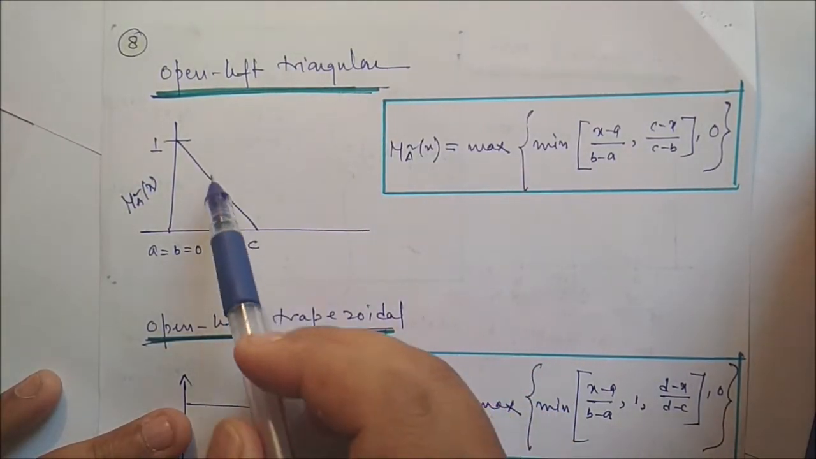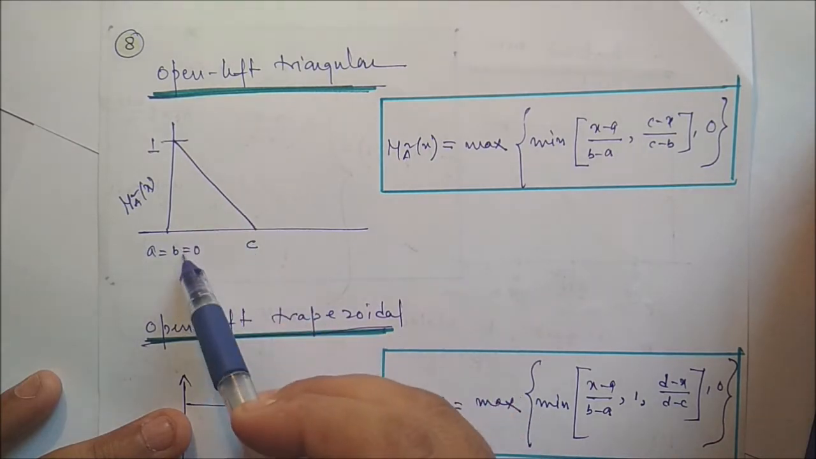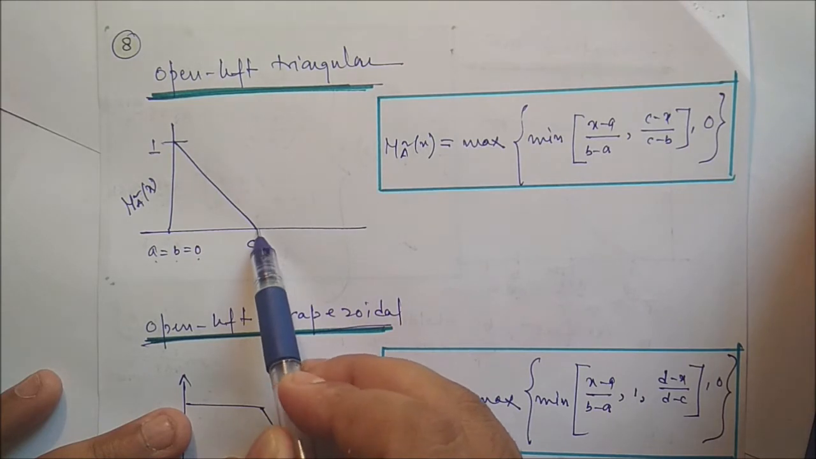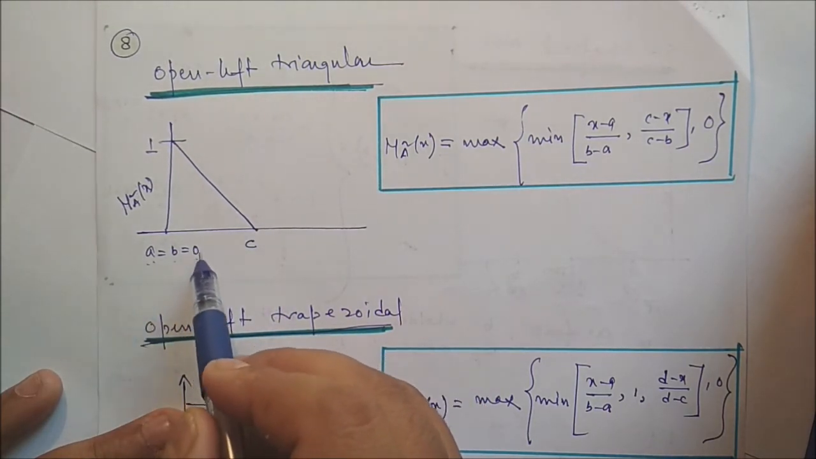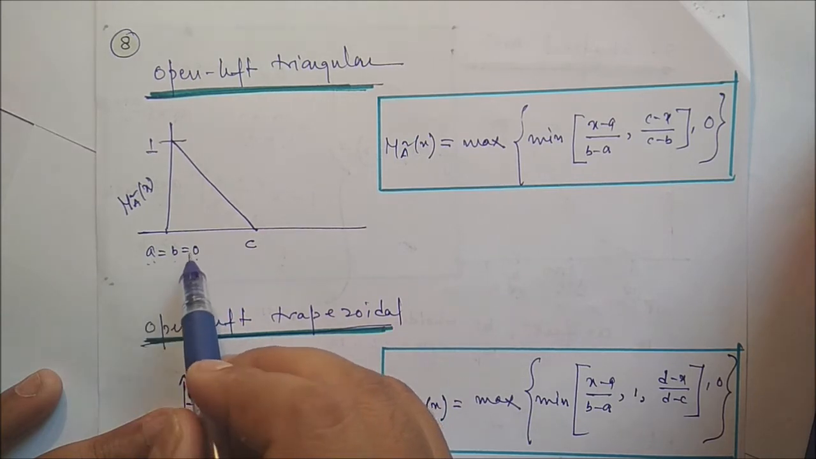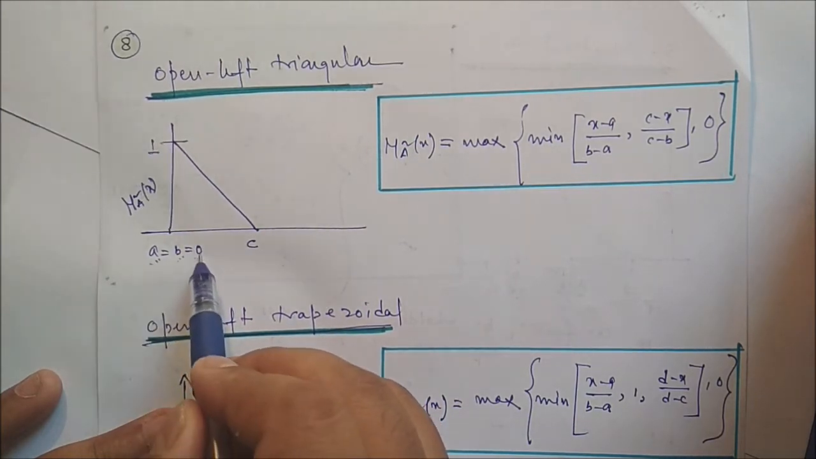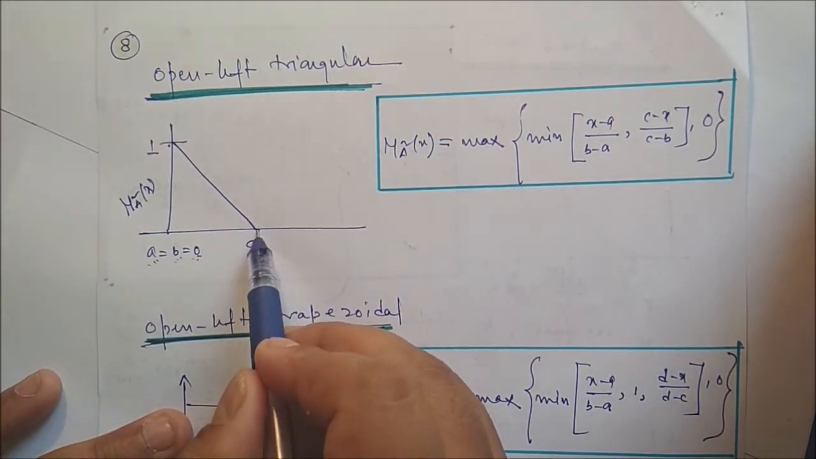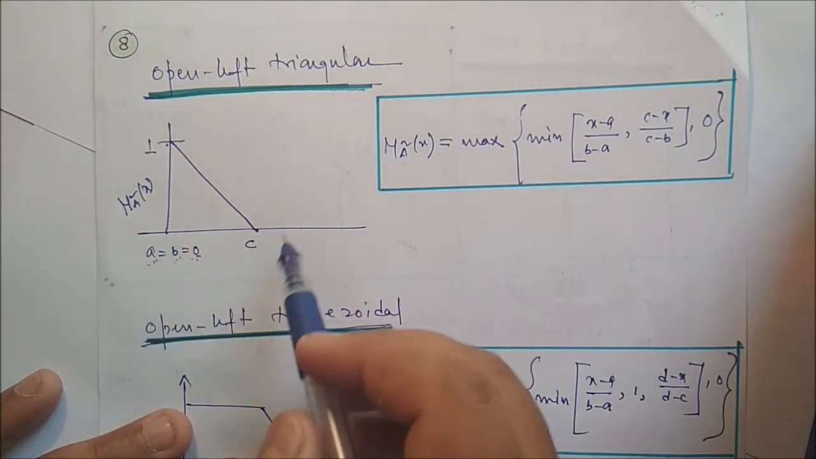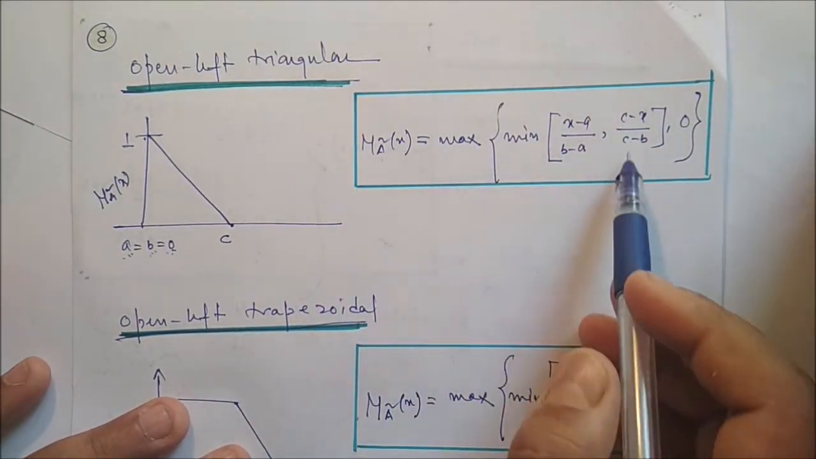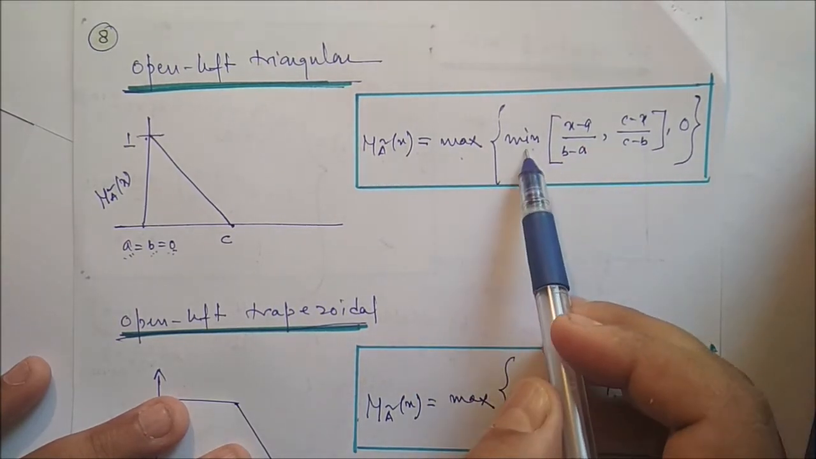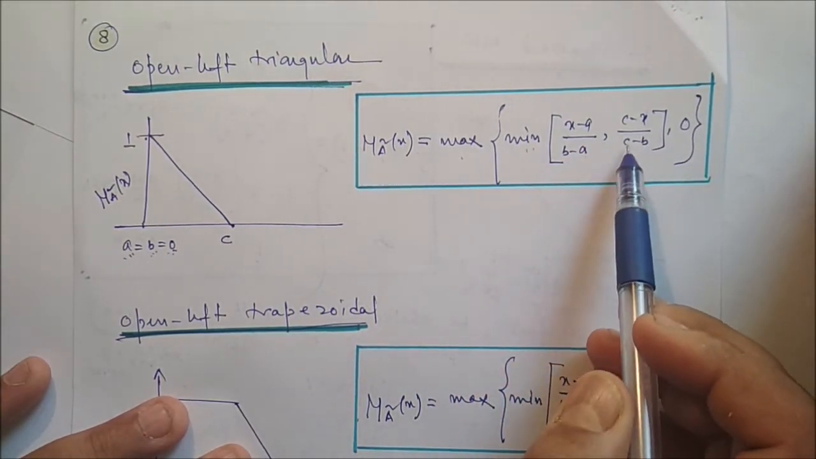Next, open left triangular. It will look somewhat like that. In this case, a is equal to b, and the membership value there is 1, and c is a value where the membership value should be 0. To get the membership value, we can apply this particular formula. It is nothing but our triangular formula: max of min of x minus a by b minus a, comma c minus x by c minus b, and 0.